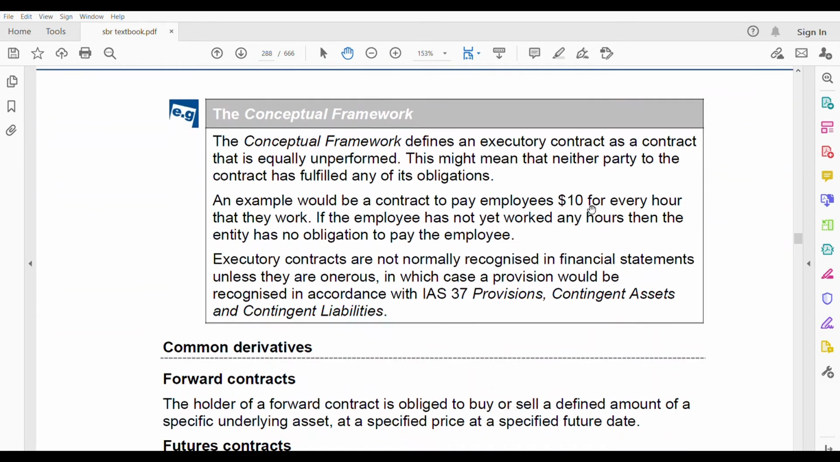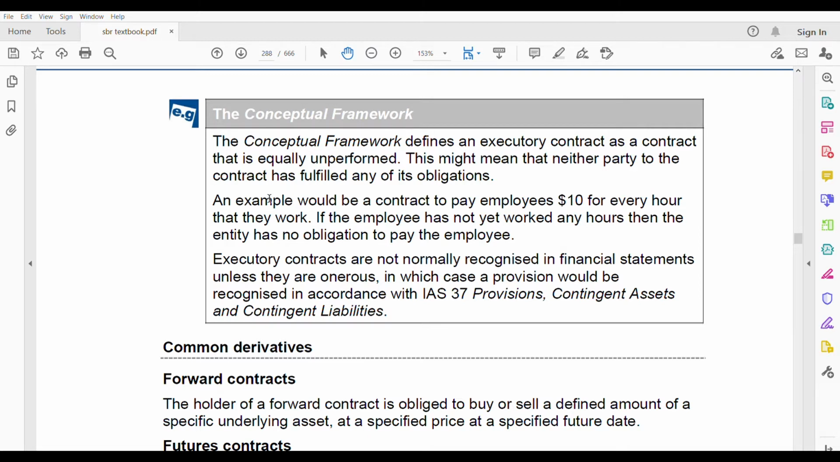What does the Conceptual Framework say on it? The Conceptual Framework defines an executory contract as a contract that is equally unperformed. You are not performing the contract. This might mean that neither party to the contract has fulfilled any of its obligations. That is the meaning of executory contract. None of the parties are fulfilling their obligations.